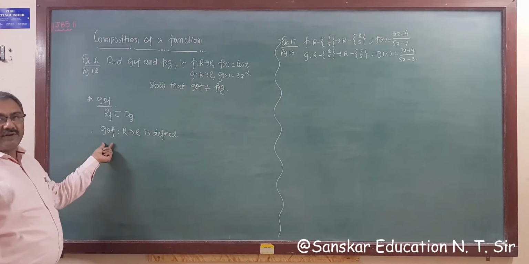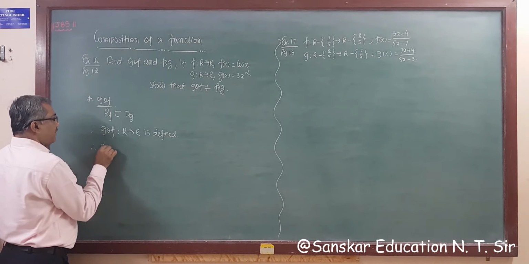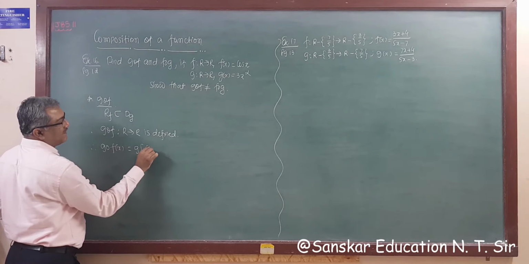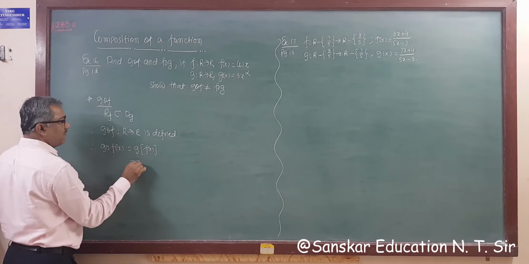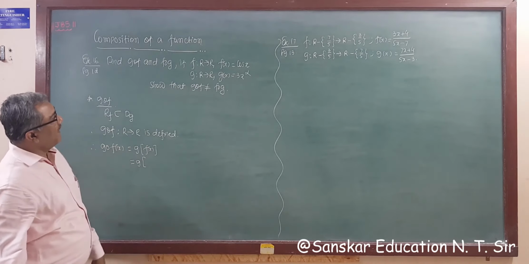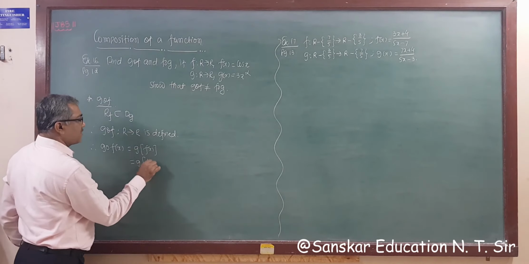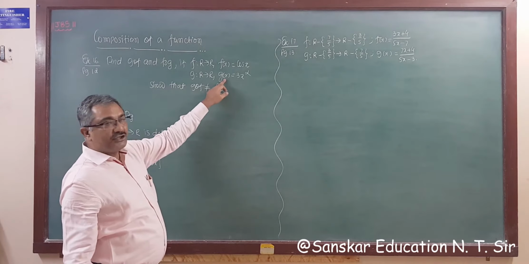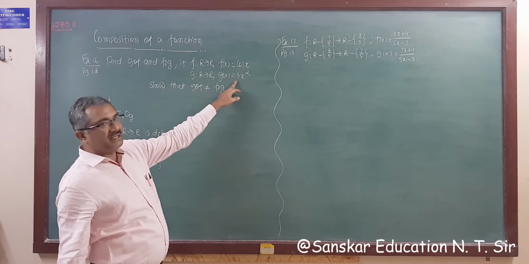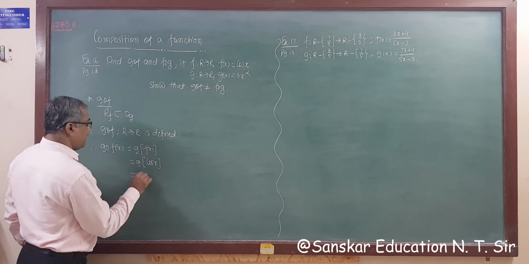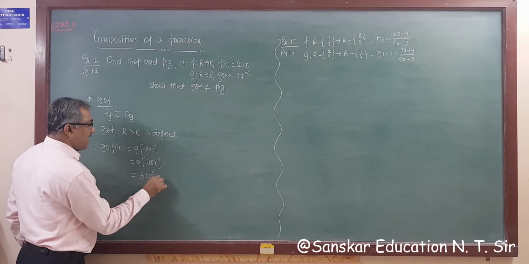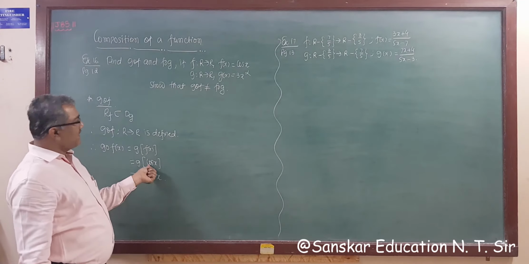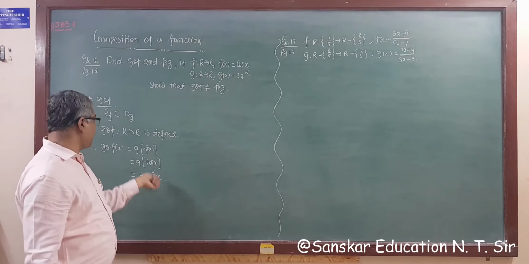So now the target is to find g over f. Therefore g over f of x is equal to g of f of x. Now this is g. What is f of x? f of x is cos x. So the answer is cos x. And in g, instead of x we have to write cos x. So the answer is 3 cos square x, right? Instead of x we have to substitute cos x. So the answer is 3 cos square x.